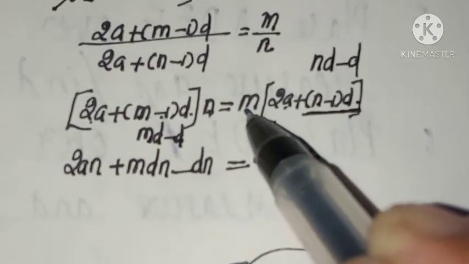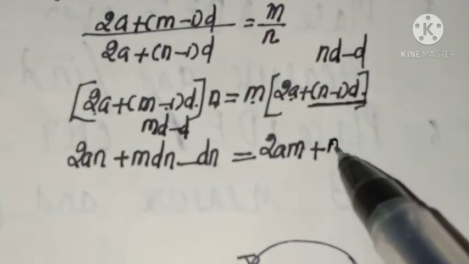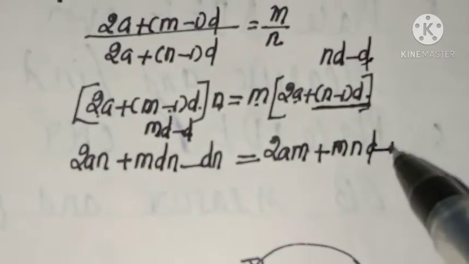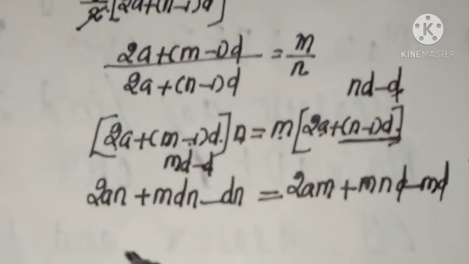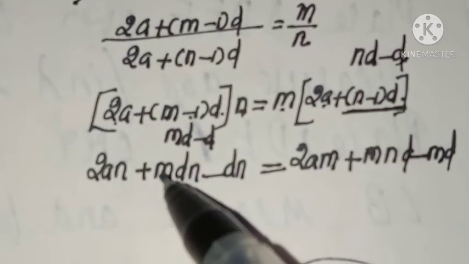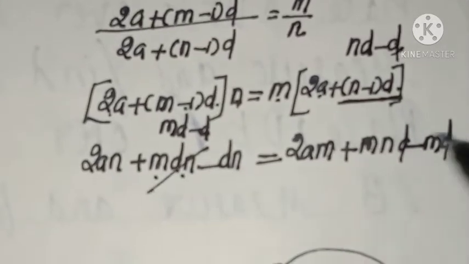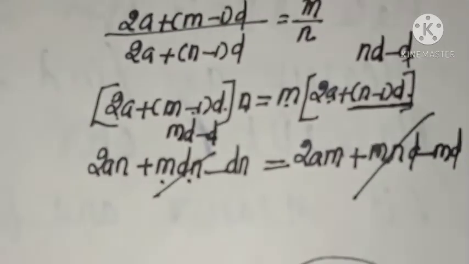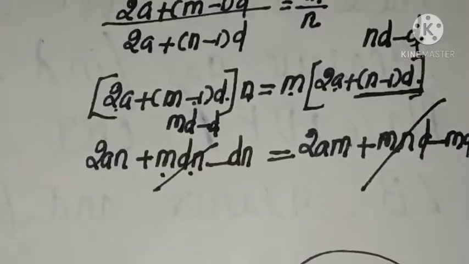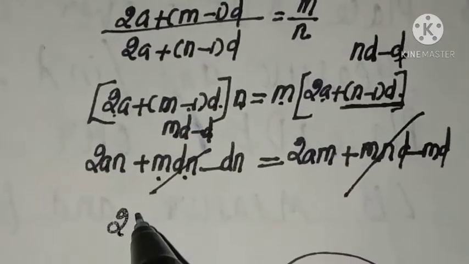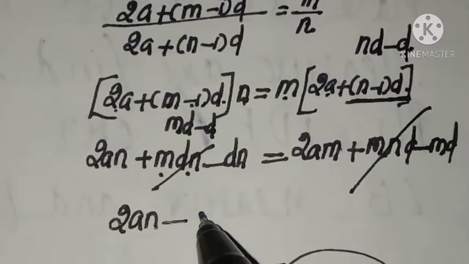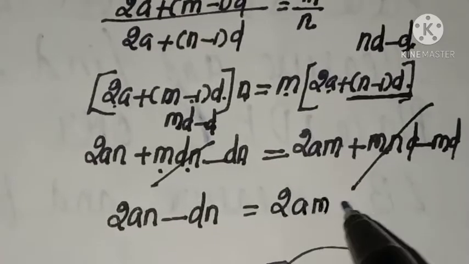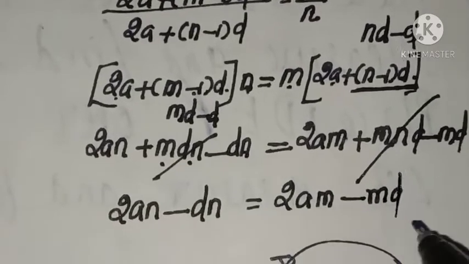Now multiply with m. m into nd, mnd. m into minus d, minus md. So here we can cancel mnd, here also mnd, we can cancel. So remaining 2an minus dn is equal to 2am minus md.